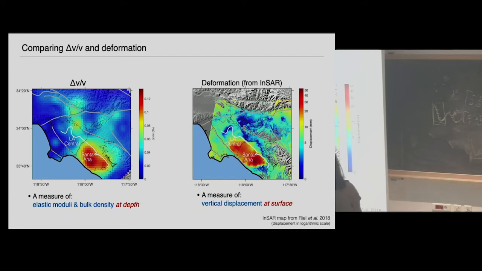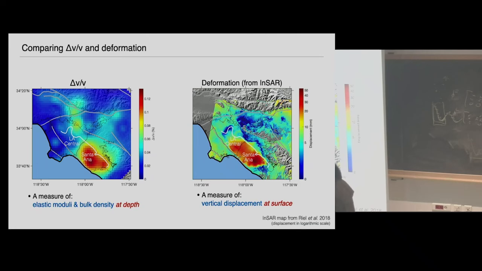Despite measuring different physical properties, these two maps show largely consistent features. Both have the most pronounced changes in Santa Ana Basin on the confined side. The main difference between these two is perhaps this part in LA Central Basin appearing on InSAR but missing on dV over V. So what's the reason for that?